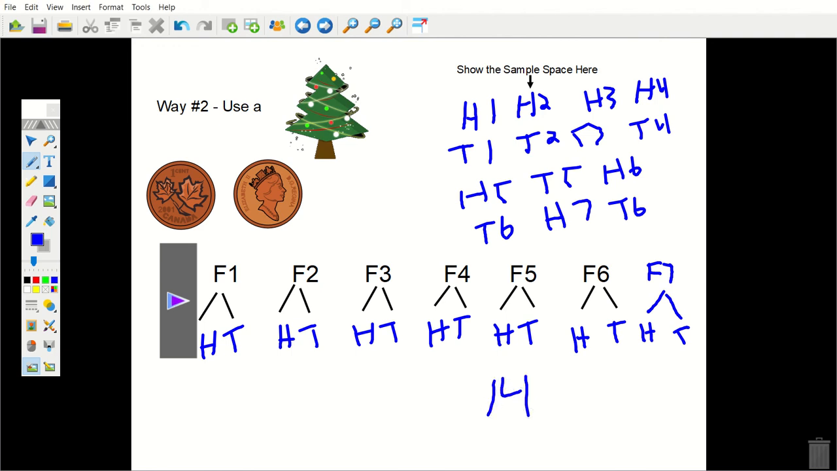And I say this time, what is the probability we hit tails? All you have to do is count up the number of times tails comes up, which is 7. Again, a 7 in 14 chance.